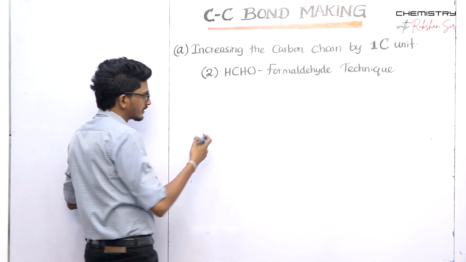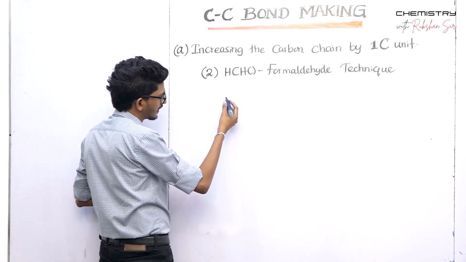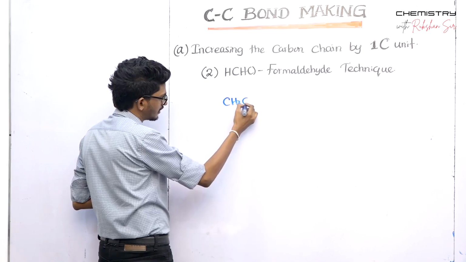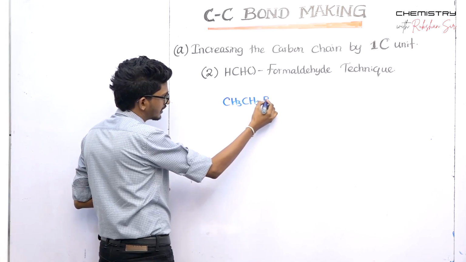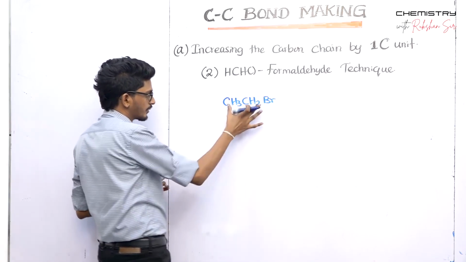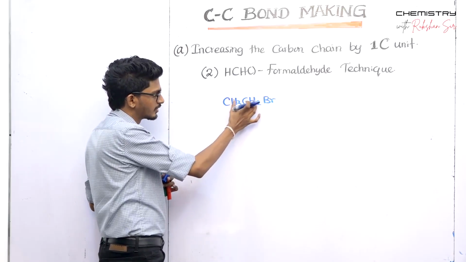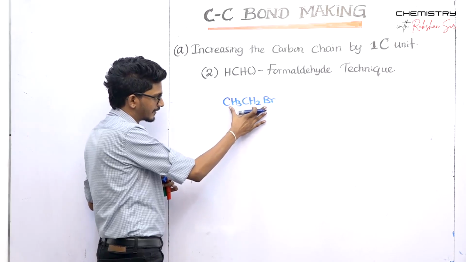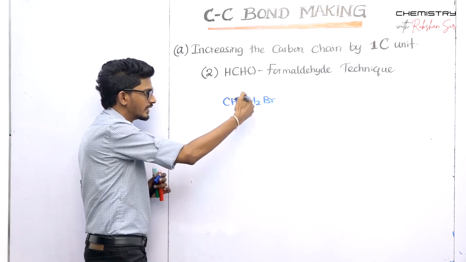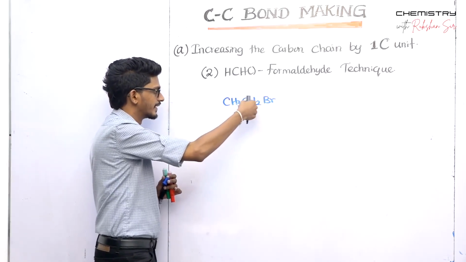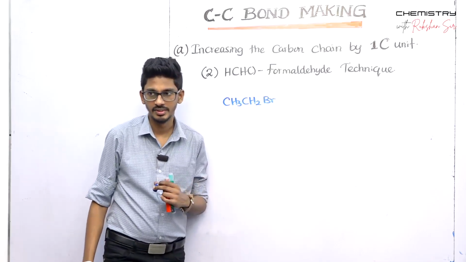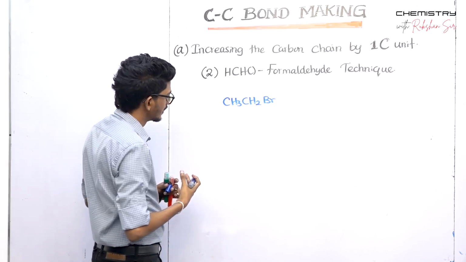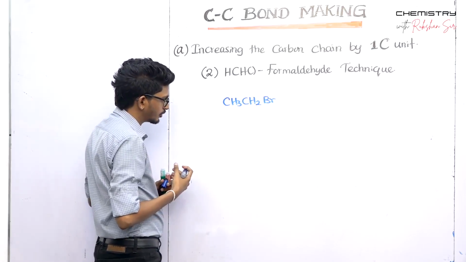Basically, you can start with the alkyl halide. Like this, you are starting with CH3CH2Br. You are supposed to increase the carbon chain of this by 1 unit. You are starting with a 2 carbon compound, and you are supposed to come up with a 3 carbon compound. If you are following the formaldehyde technique, this is what you are supposed to do.